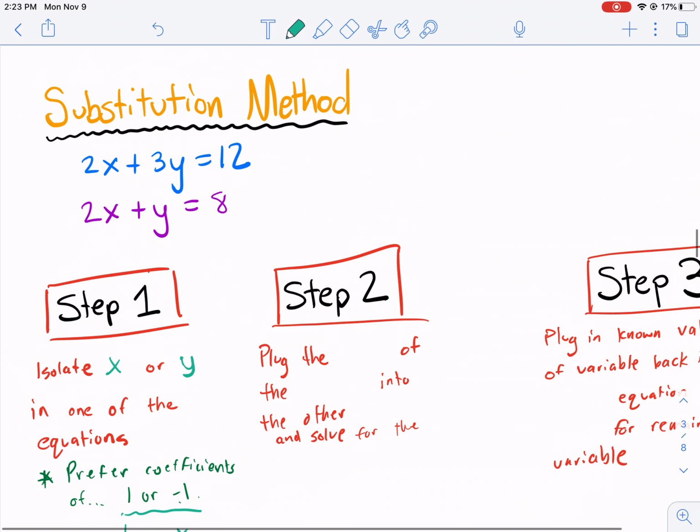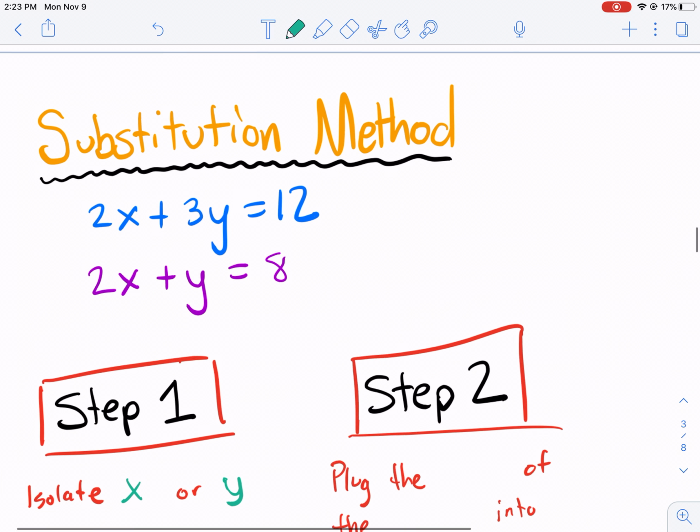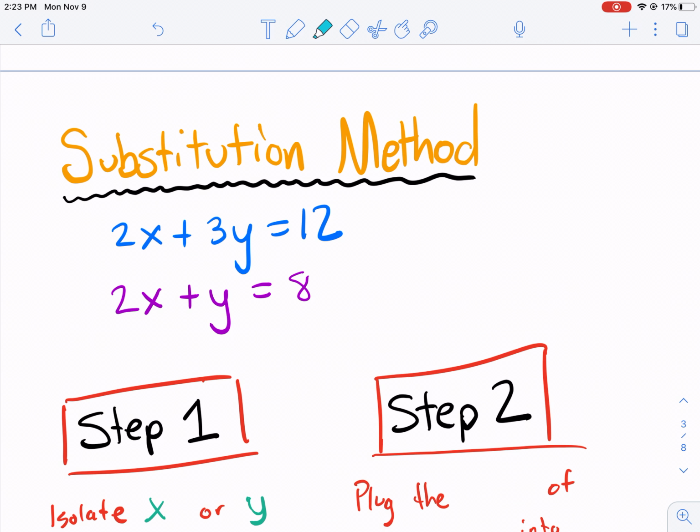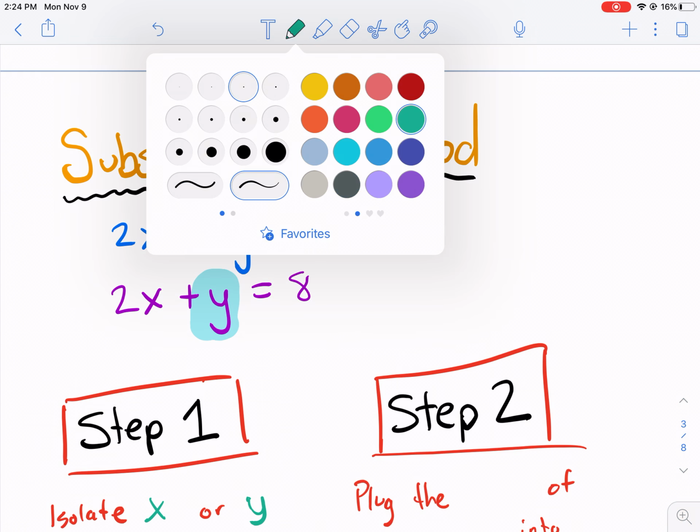So let's go ahead and apply step 1 in this situation. We're looking here at our different variables. We see we have a 2 here. That's no good, that's not preferred. 3 is not preferred. Those are our two coefficients in the blue equation. We have 2, again not preferred. And then we look at the last one, and we see y is by itself, and it's technically a coefficient of +1. So we're going to try to isolate that y. That's going to be our goal.